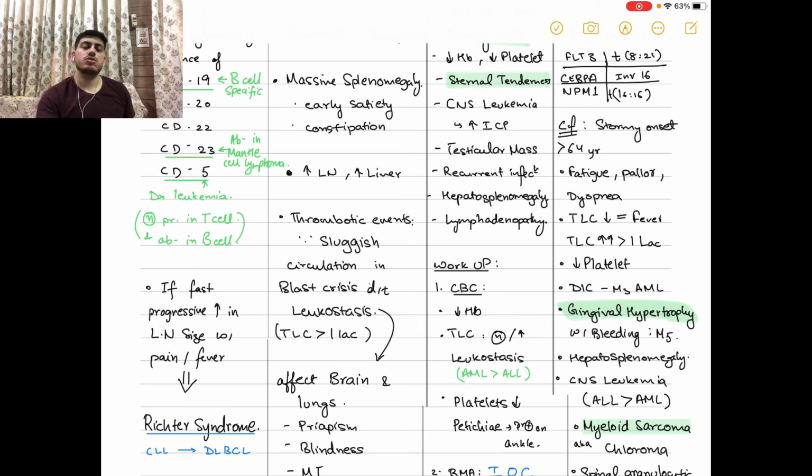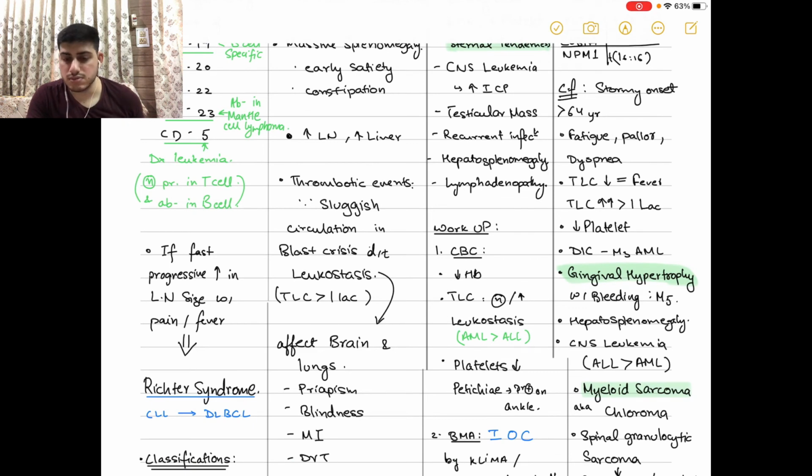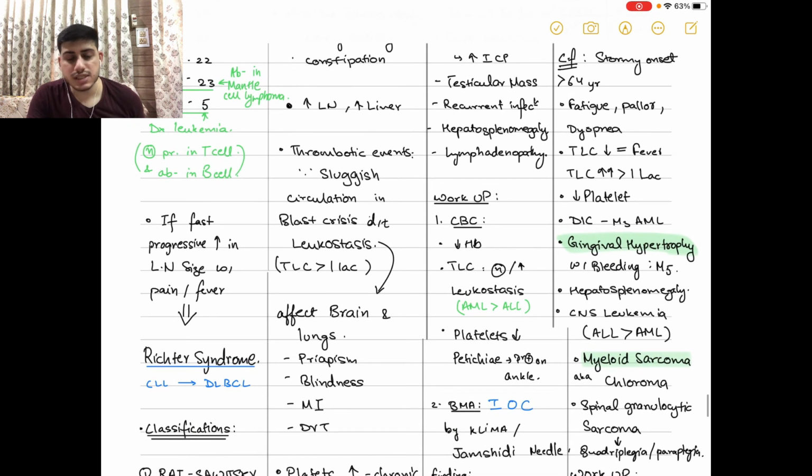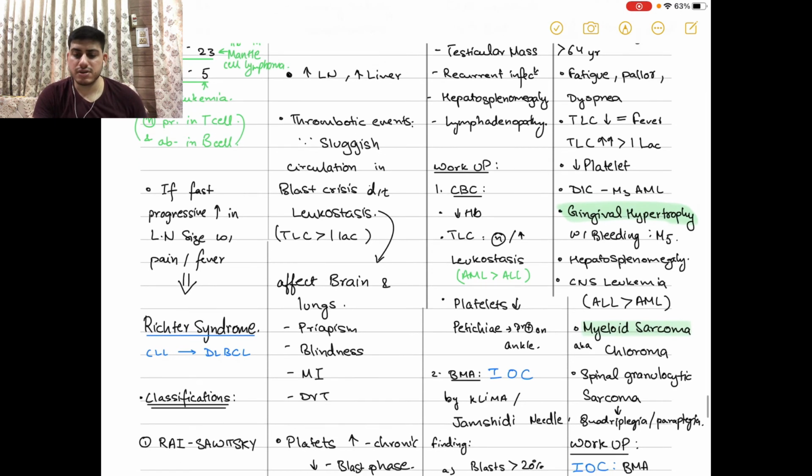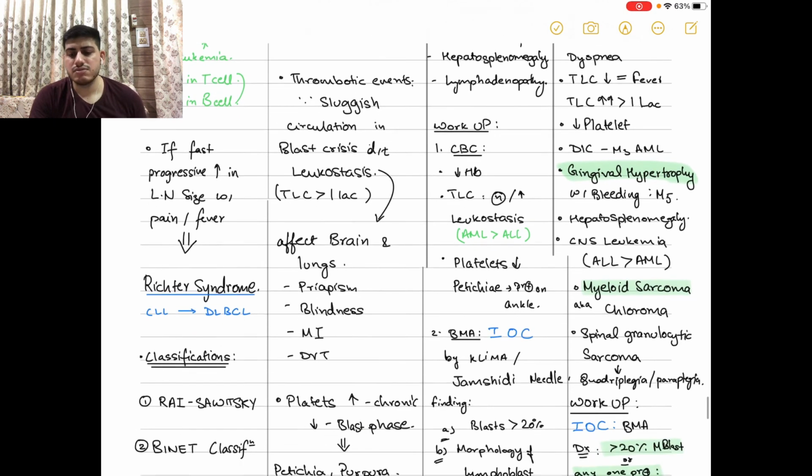Now the clinical features: obviously it's acute, there will be a stormy onset. The patients here are quite old, so the geriatric population is commonly involved, more than 64 years of age. Then fatigue, pallor, dyspnea, those vague symptoms. And TLC is dropped. When the TLC is dropped, it will cause infection, therefore fever. And when the spread is very gradual, then it will cause leukostasis. Platelets will decrease, DIC, gingival hypertrophy.